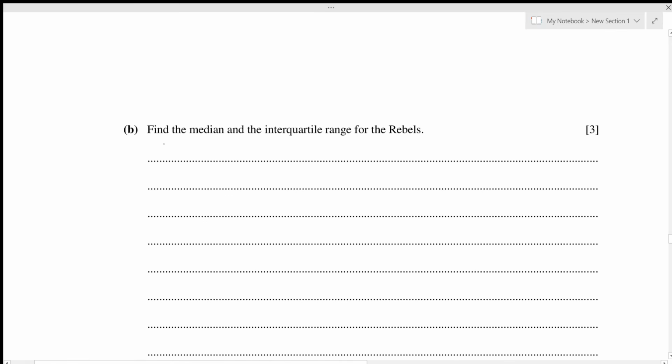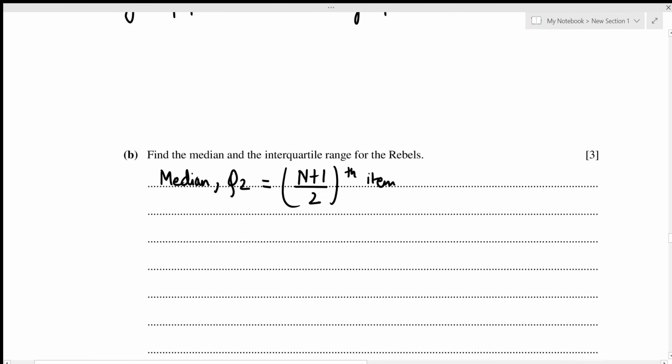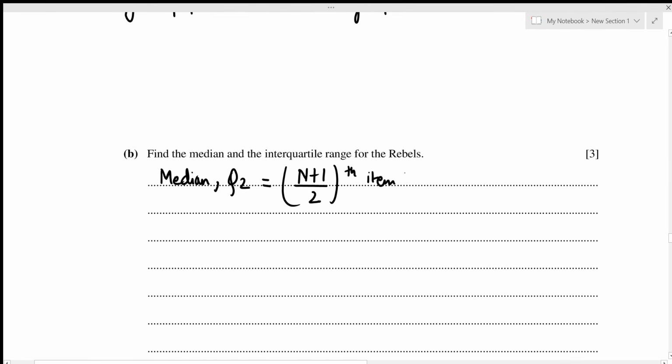Now we need to find the median and the interquartile range for the rebels. So let's look for the median first. Median is just the second quartile, right? And we're talking about discrete values, which means that the median's position is going to be n plus 1 by 2. The number of values is 15, so n is 15. 15 plus 1 is 16, and 16 divided by 2 is 8, so the 8th item is going to be the median.